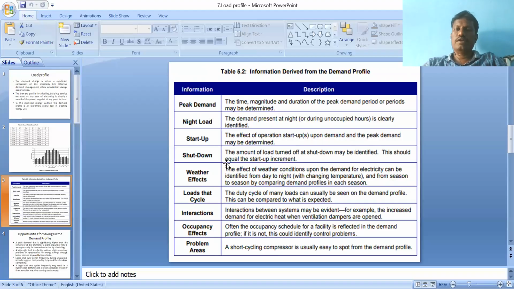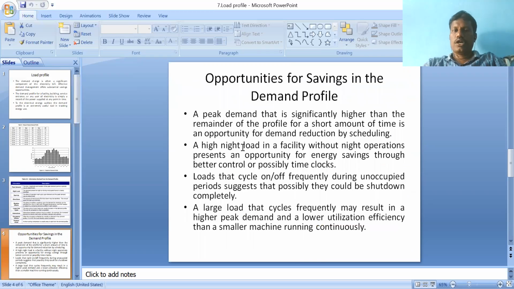These are the information we get from the load profile: peak demand, night load, startup, shutdown, weather effects, load cycles, interactions, occupancy effects, and problem areas. Clear? Opportunities for savings in the demand profile. A peak demand that is significantly higher than the remainder of the profile for a short amount of time is an opportunity for demand reduction by scheduling. Loads that cycle on and off frequently during unoccupied periods suggest that possibly they could be shut down completely.